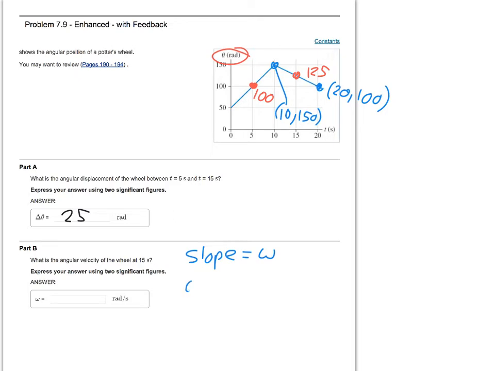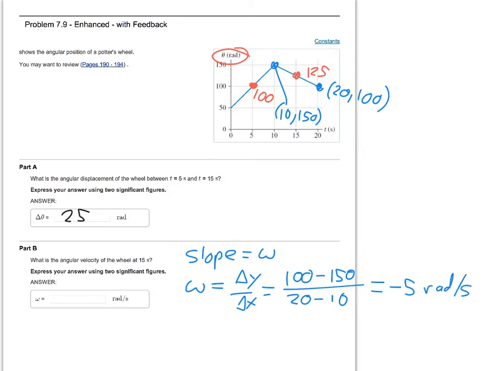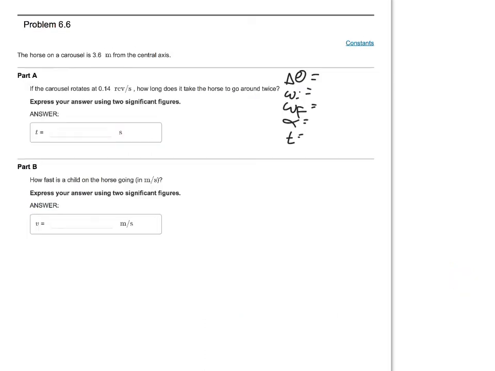So I'm going to say that my angular speed is just going to be delta y over delta x. So that's going to be 100 minus 150 over 20 minus 10. So I end up getting an angular speed here of -5 radians per second. If we want to round this to 2 sig figs, it would just be -5.0.